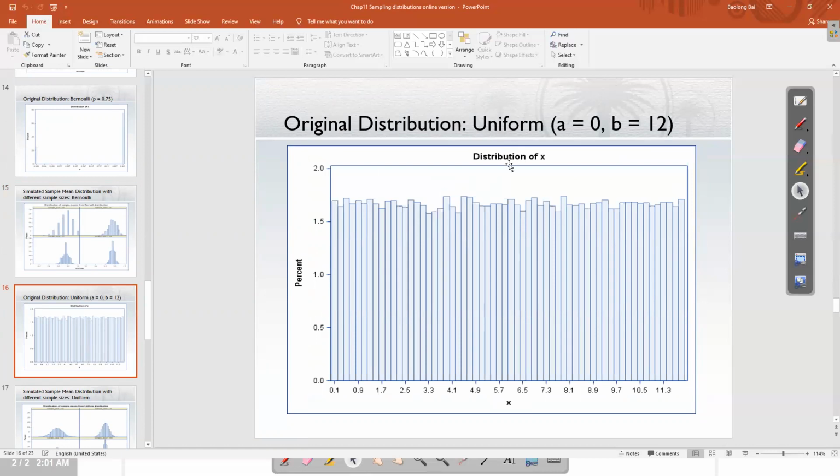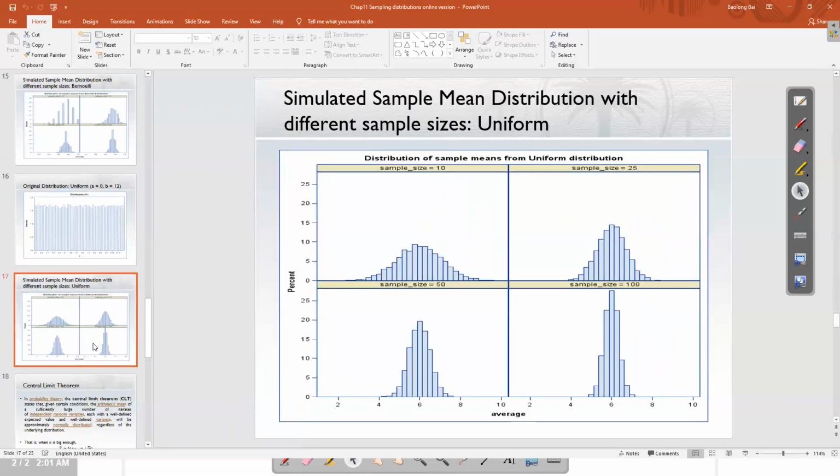So we're gonna look at the last distribution. This is a uniform distribution, right? In a uniform distribution, basically every number has the same chance to occur between 0 and 12. This is the population distribution. Now let's look at the sampling distribution. This is sample size of 10, 25, 50, and 100. And surprisingly, at sample size of 10, the X bar already has a very good normal look, right? Symmetric bell-shaped.